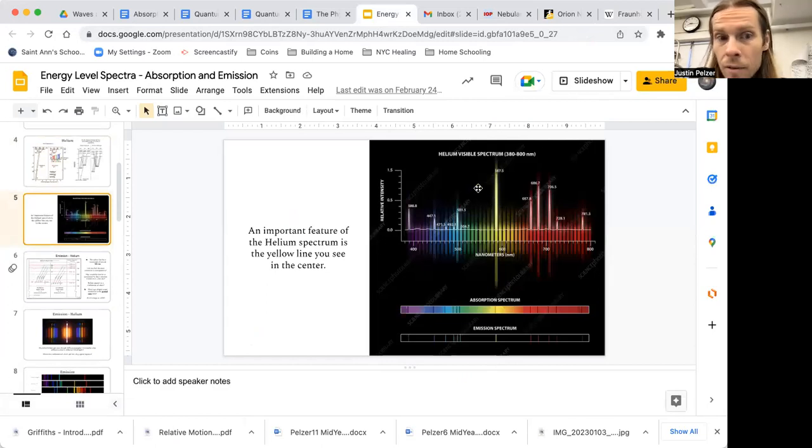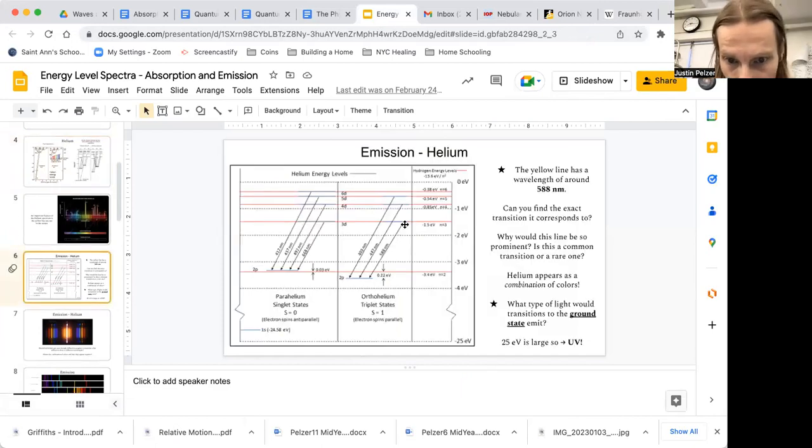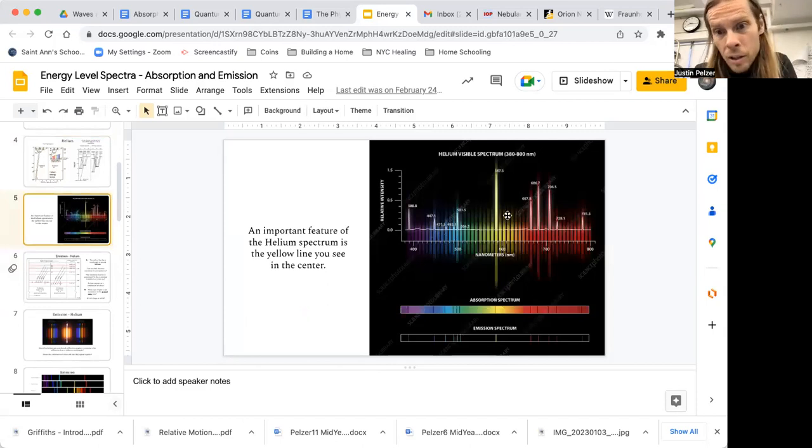So that 587 is similar to the 656. The 587 is, let's see, where is it? It's between the n equals 3 and n equals 2 state, but it's the 3d to the 2p orbital you might have learned about in chemistry. That's the most prominent one, and there's actually a shift down from what normally would be 656 to 588 nanometers, a little bit higher energy than the 656.